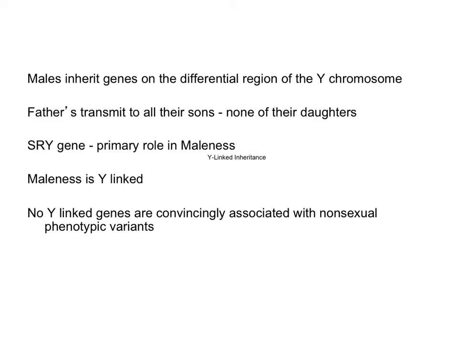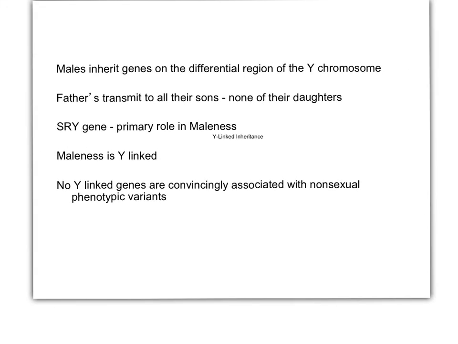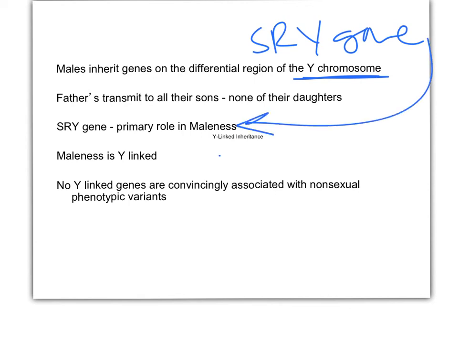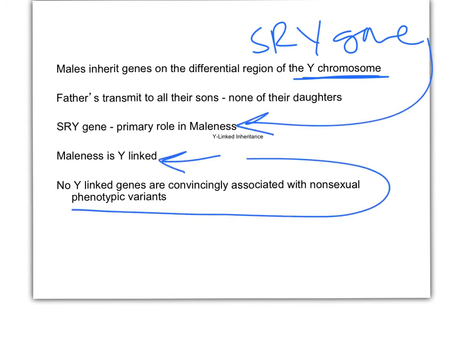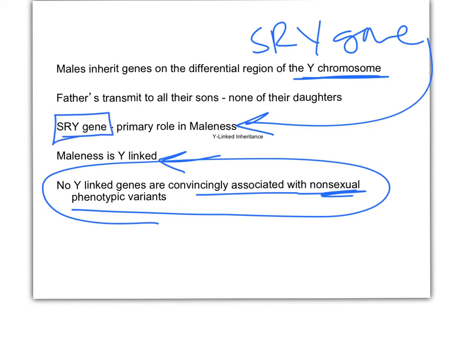What else? Quickly, males inherit genes on the different region of the Y chromosome. We have a little bit of Y. The SRY gene that causes maleness is on it. And anything else that is on the Y that's not on the X, we would call Y-linked. Otherwise, there are no Y-linked genes that are convincingly associated with non-sexual phenotypic variants. So we're not going to worry about Y-linked because the only example is really the SRY gene and some of the other maleness genes. But obviously, the fathers transmit their Y to their sons. You can never get a Y from your mom, so all your Y genes always come from your dad.